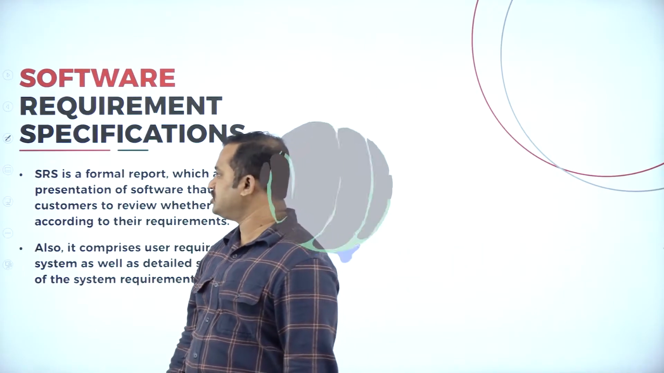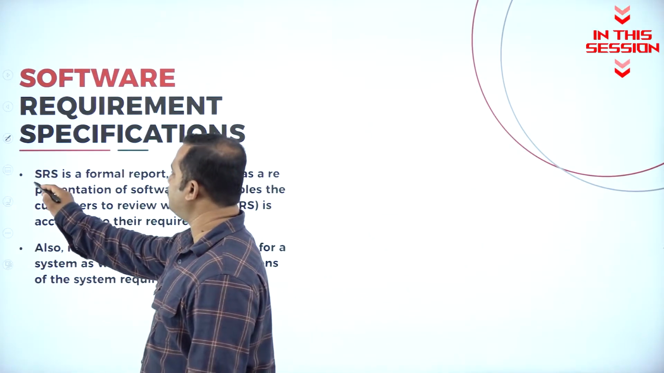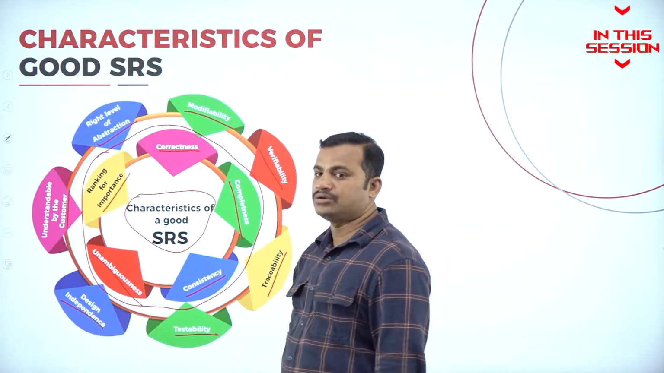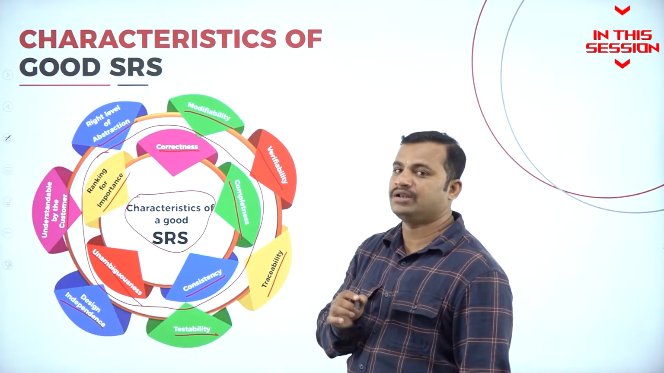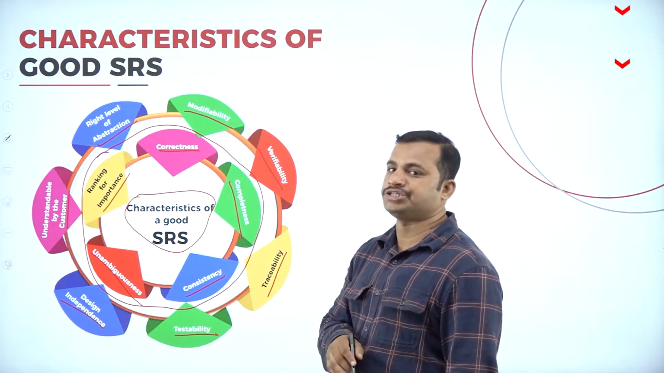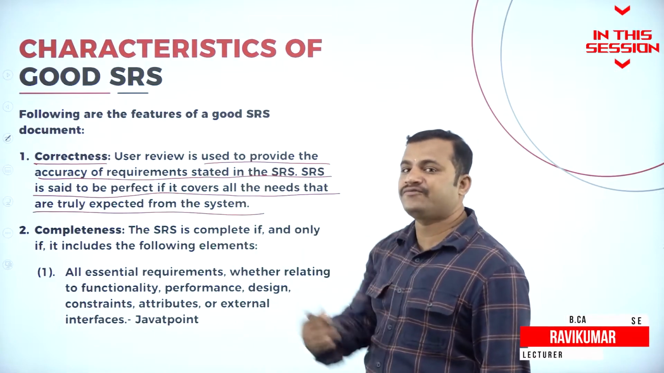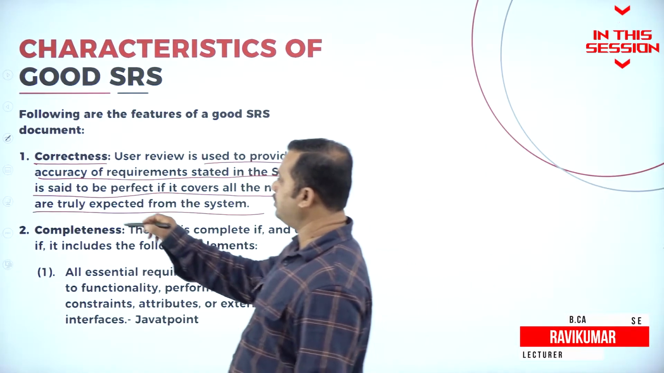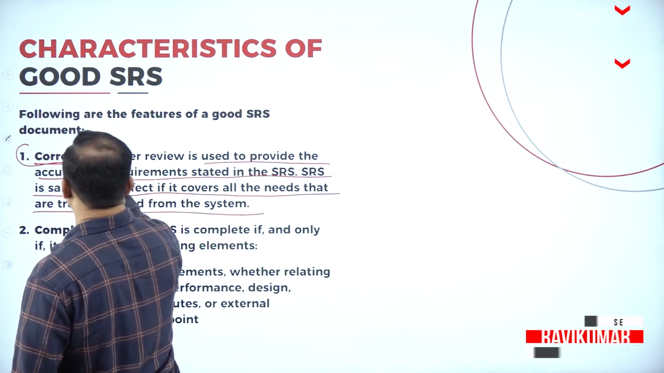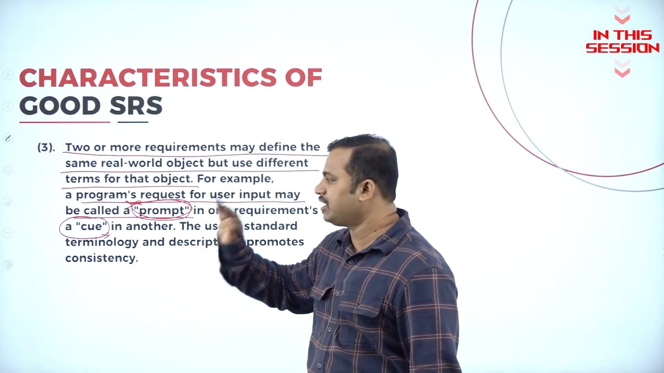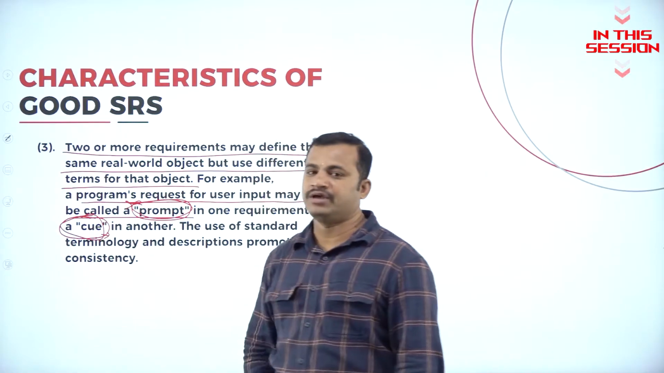I'm using this term because I'm going to collect some information from the client in the form of a document. All these are good characteristics of an SRS documentation. What is the requirements of a client and what is expected from the system? That is going to be considered as the correctness of a system. We must have used only prompt everywhere or only queue everywhere in the document.